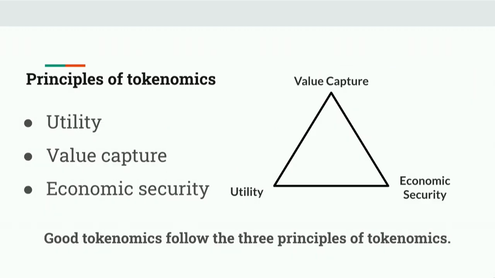So demand-side tokenomics is made up of three principles. If you meet these principles, your token will necessarily be valuable, your protocol will be valuable, and it will be secure and able to sustain itself for the long term. Those are utility, which is the value created by your protocol for users; value capture, which is analogous to profit in a business, so it's the amount of value you're able to accrue to the token or distribute out to holders; and economic security, which is distinct from technical security, and I'll get into that in a bit. But good tokenomics follow these three principles without fail.